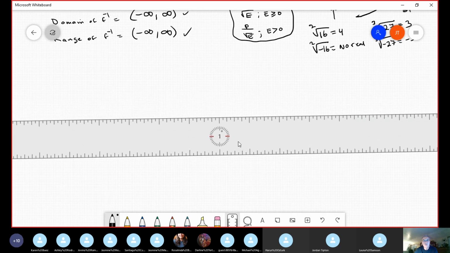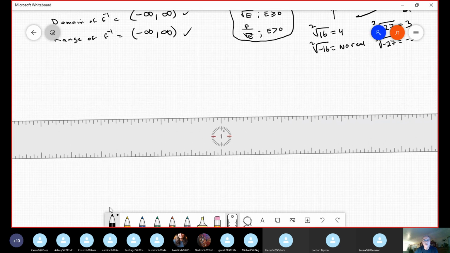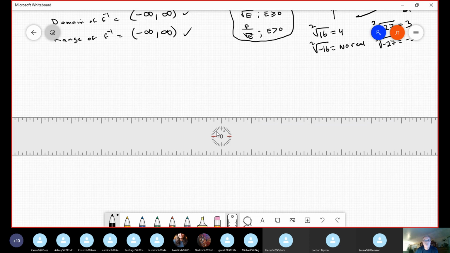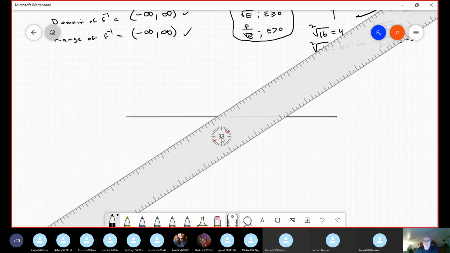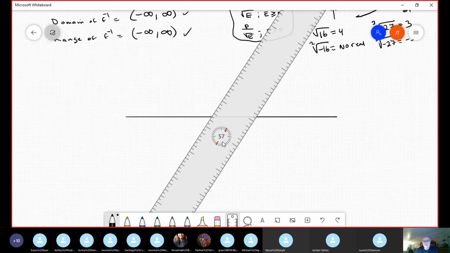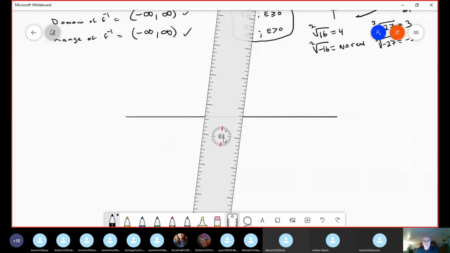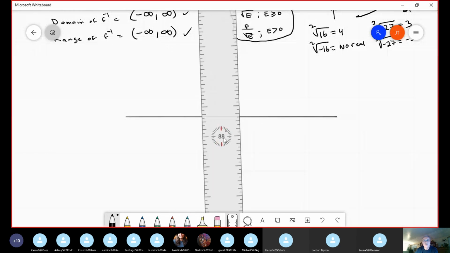Okay, good. 0 degree. Okay, horizontal line. 90 degree, vertical line. This is my axis, X and Y. Okay, 90 degree.